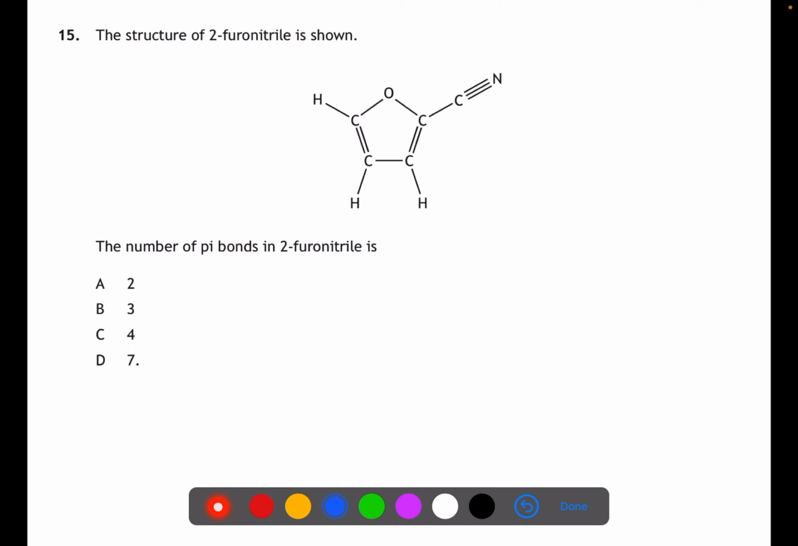Question 15. The structure of 2-furanitrile is shown. The number of pi bonds in 2-furanitrile is what? So pi bonds form when you have multiple bonds. We can see that we have 2 carbon-to-carbon double bonds. For each of those, they will have 1 sigma bond and 1 pi bond. So here are 2 pi bonds that we might have. We then have a triple bond between carbon and nitrogen. One of those bonds is a sigma bond, and the other 2 are pi bonds. This means we have 4 pi bonds in this structure.